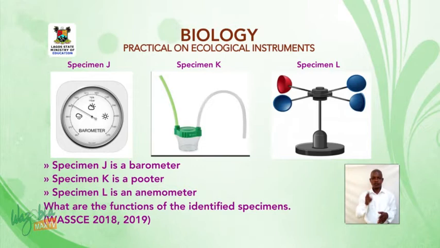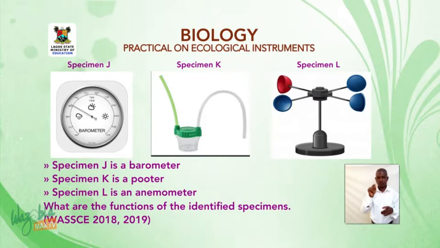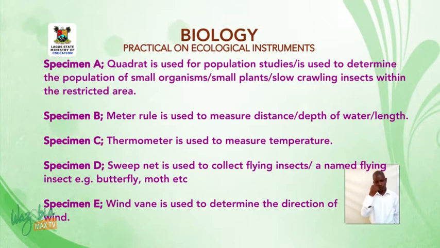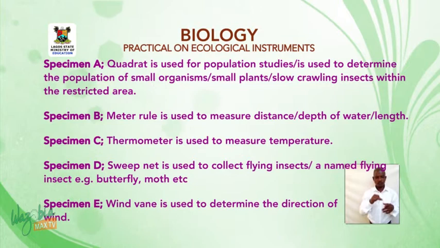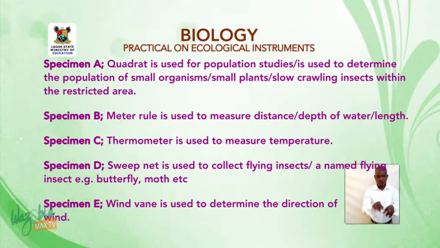West African School Certificate Examination 2018-2019. Specimen A, quadrat, is used for population studies, or is used to determine the population of small organisms or small plants or slow crawling insects within a restricted area.